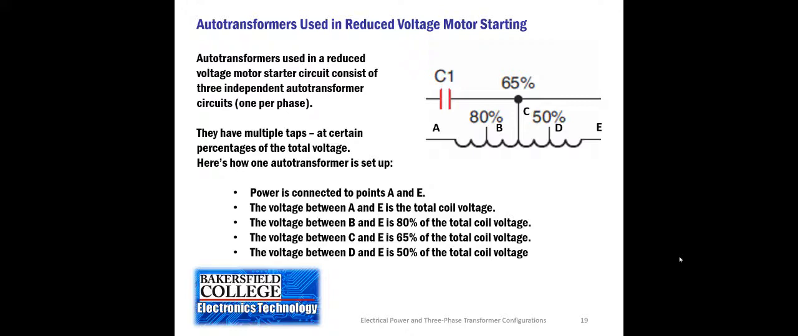If you go between points A and E, that's 100% of the coil, so 100% of the voltage is between points A and E. If you go between B and E, you have 80% of the coil between those 2 points, so you'll have 80% of the voltage. Between C and E, there's 65% of the coil, so you'll have 65% of the voltage, and so forth.